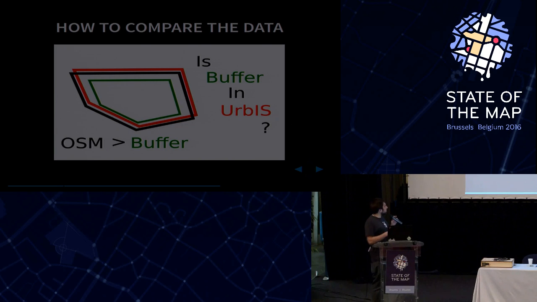A negative buffer, which is the green polygon, this one. So the OSM polygon is the black one, and we reduce it to the green polygon. And then the question is: is the green polygon inside the red one? If we have this, we know that the polygon from OSM is also in Urbis.